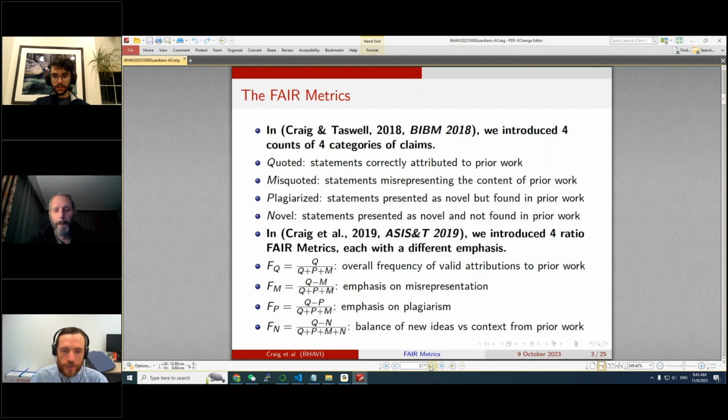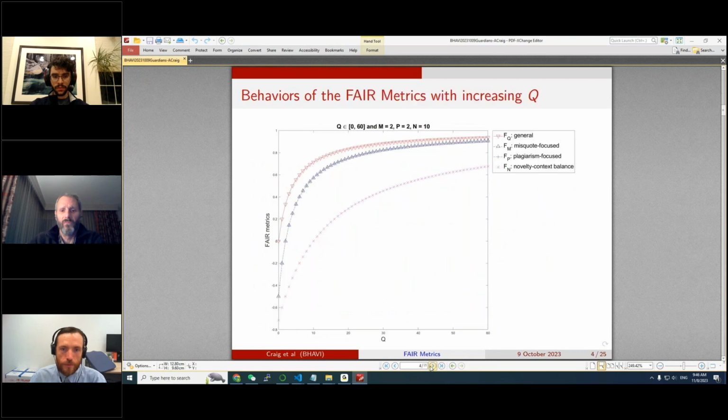Now, whereas the first 3 are sort of normative, where the ideal value would be 1, since you don't want any plagiarism or misrepresentation, F sub N is, at least at present, treated more as descriptive than prescriptive, since it's going to depend on the kind of work, the subject matter, and various other factors.